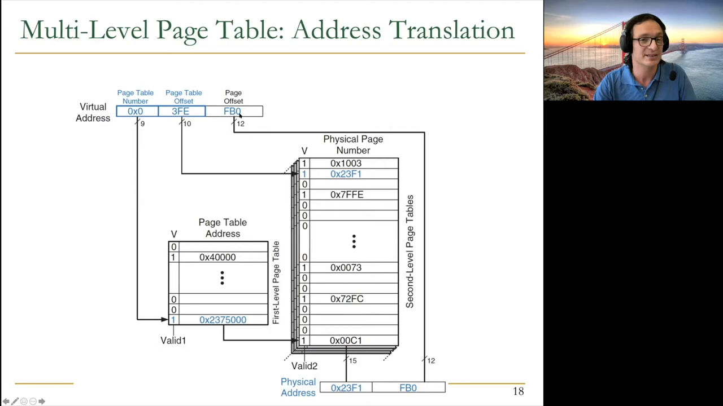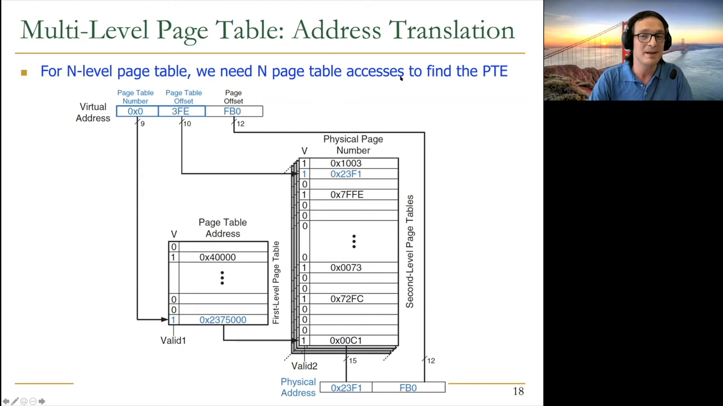We concatenate it with the page offset. Now, if this translation was not valid, meaning the page table base we're looking for was not in physical memory, then we need to actually bring the page table that we're looking for into the physical memory first, which is also handled by the virtual memory system. So the virtual memory system manages the page tables, not only the translation, but also bringing in the page tables from memory as well. Okay, so as I said, for an N-level page table, we need N page table accesses to find the PTE. So latency increases. And a page table access is a memory access, essentially, right? As we have discussed in the last lecture.